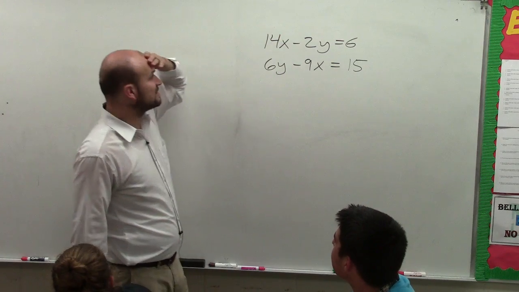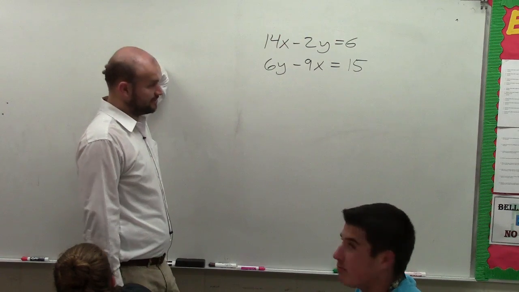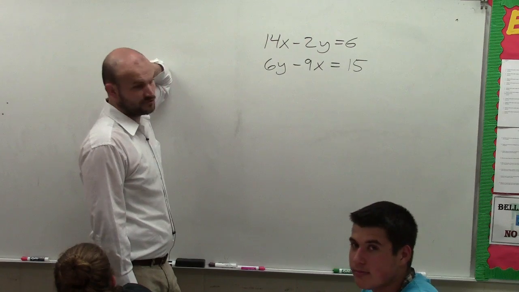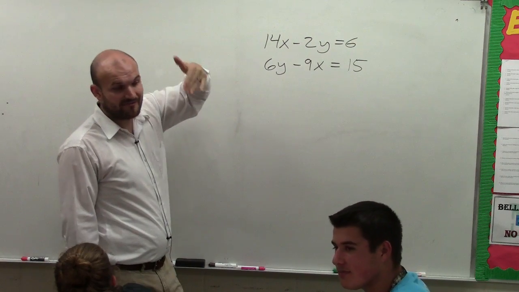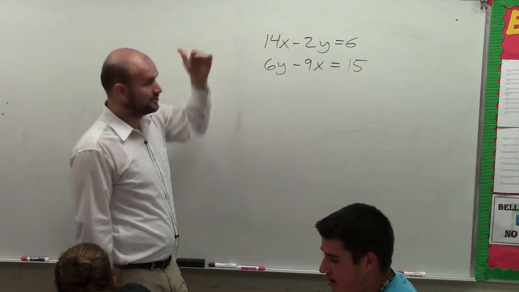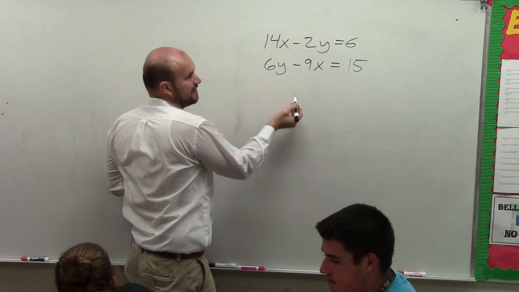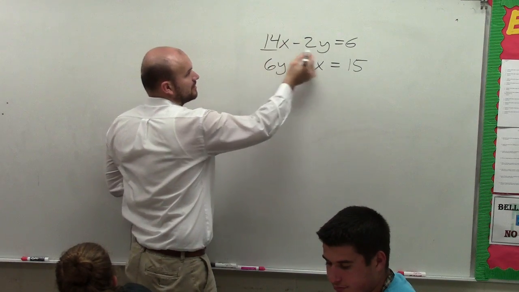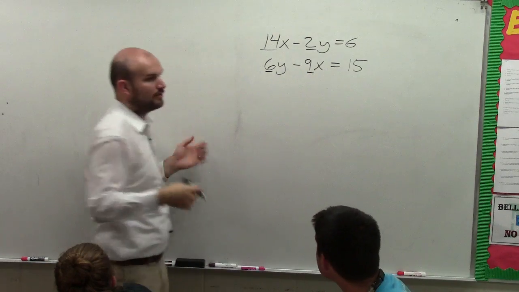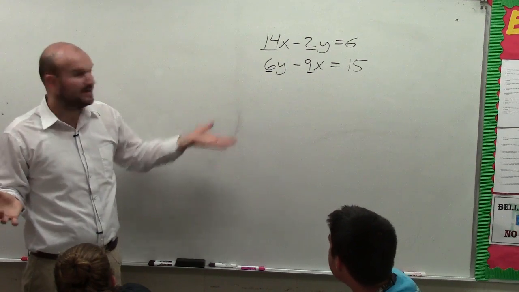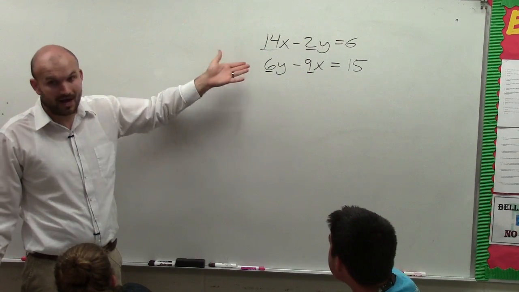So in this case, we have 14x minus 2y equals 6, and 6y minus 9x equals 15. Now, by following substitution, we need to solve for a variable. And remember, in substitution, we always want to look for which variable has a coefficient of 1. Well, we don't have a variable that has a coefficient of 1. Can we still solve for x or y?